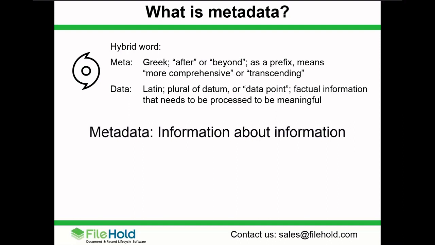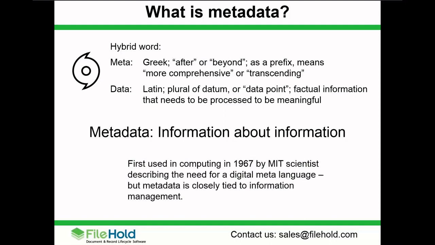When we put these two words together, we get metadata, which is information about information. It's the important data points that we want to attach to a document that helps to describe and give a description of that document. We first used that term in 1967 by MIT scientists who were describing the need for a digital meta language. But metadata is actually a lot closer to information management. It has a great deal of history before that.